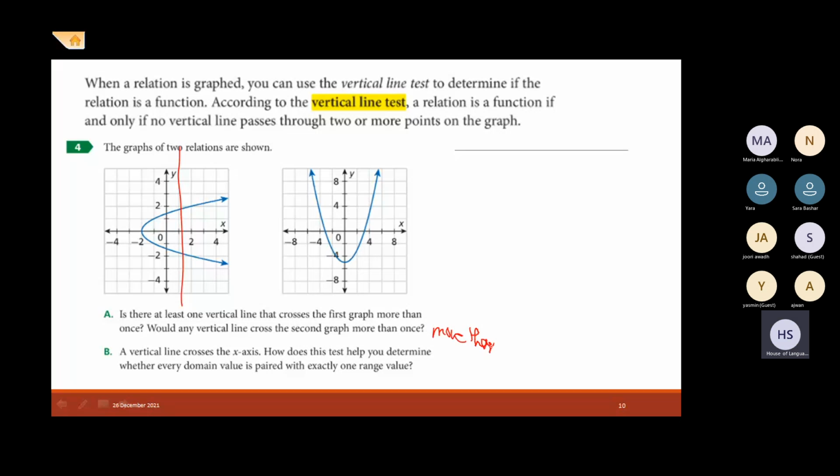I was thinking horizontal. Sorry. More than one. What's the second one? The second one here. Yes, just a minute. Yes.